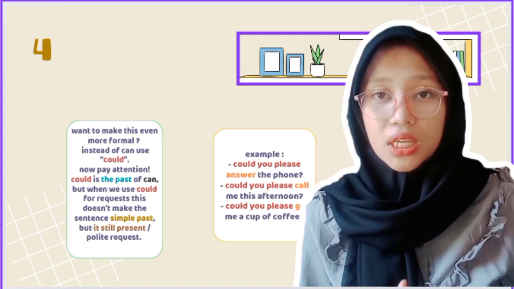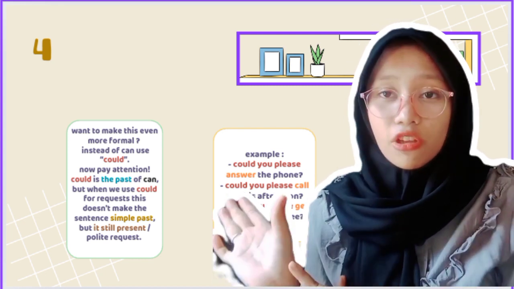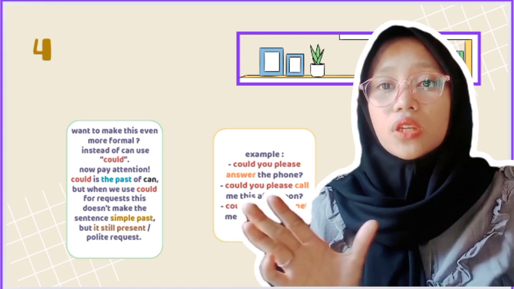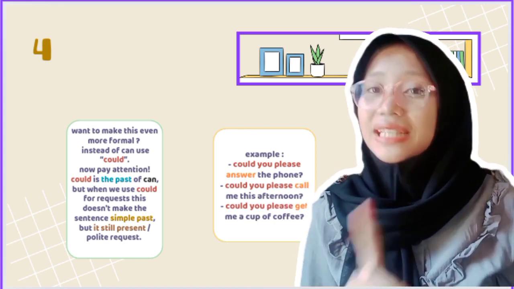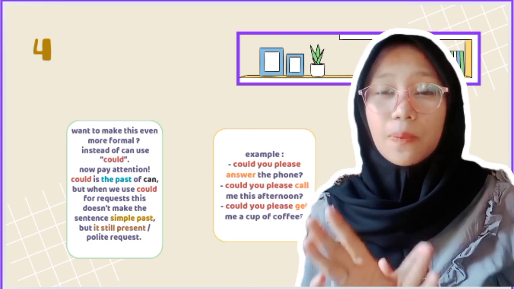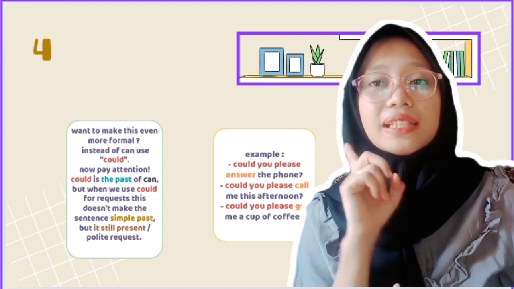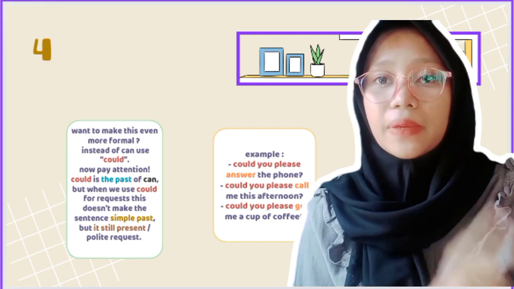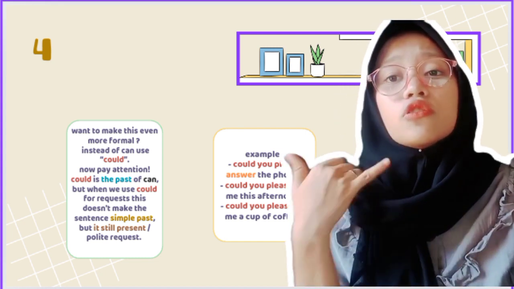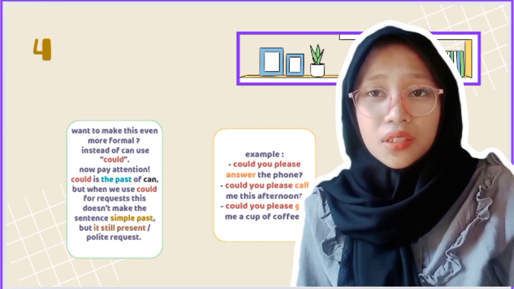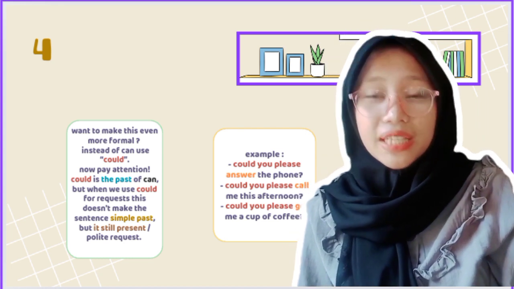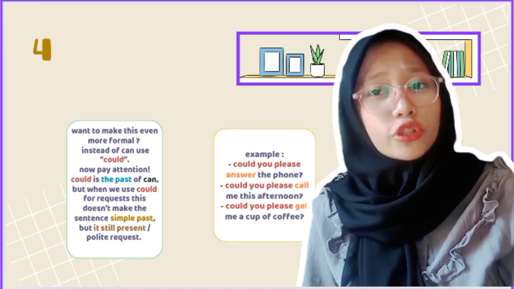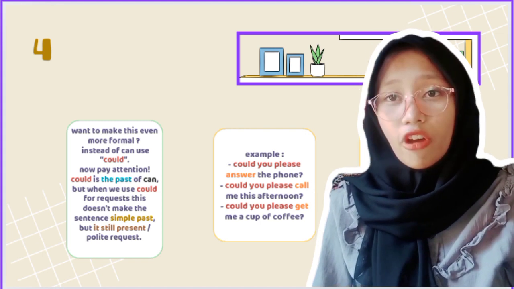Now pay attention. Could is the past of can, but when we use could for a request, this doesn't make the sentence simple past. It's still present, a polite request. For example, could you please answer the phone? Could you please call me this afternoon? Could you please get me a cup of coffee?